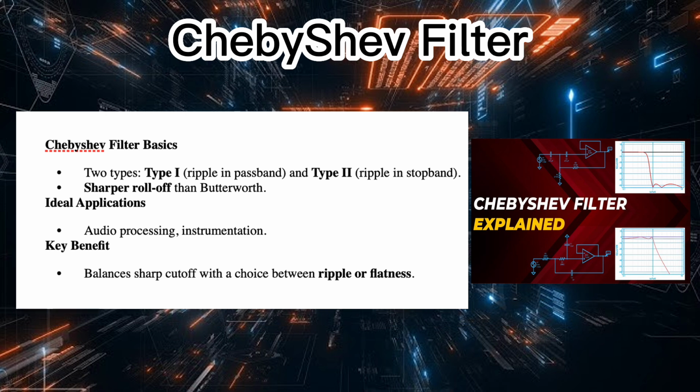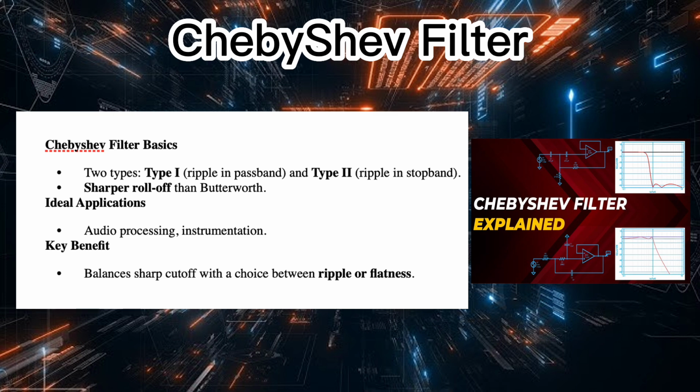Next up, let's look at the Chebyshev filter. Named after the mathematician Pafnuty Chebyshev, this filter has 2 main versions: Chebyshev type 1 and Chebyshev type 2. Chebyshev filters are known for their ripple in either the passband or the stopband depending on the type. Type 1 has ripples in the passband and a maximally flat stopband, while Type 2 is the opposite with a flat passband and ripples in the stopband.